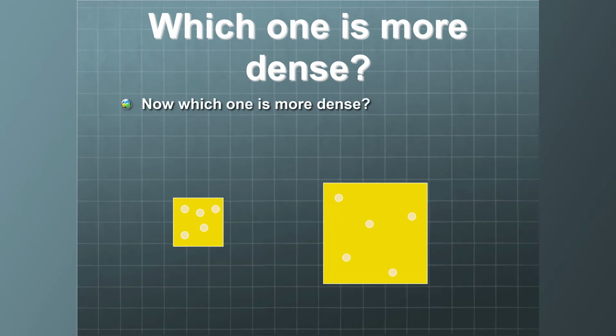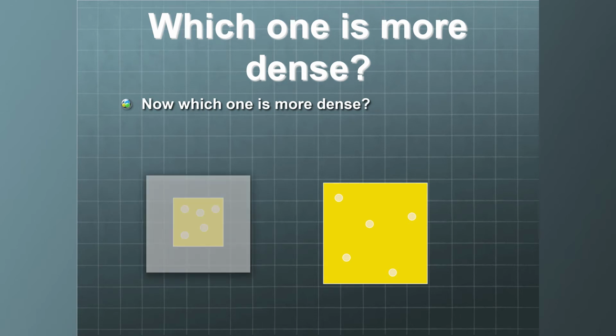Now with this pair, they have the same number of dots, but the one on the left is significantly smaller than the one on the right. So which one's more dense? The one on the left. There's less space for that same amount.